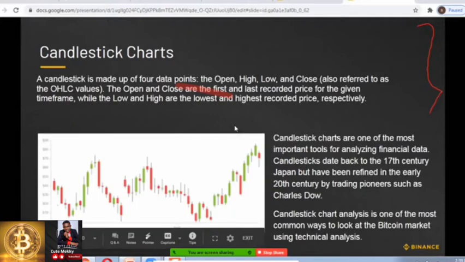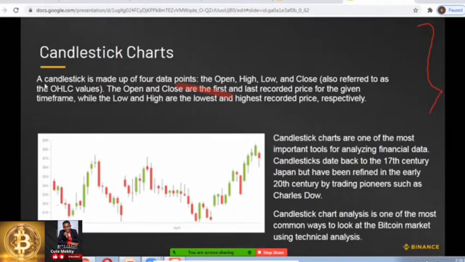So let's go further. What are candlestick charts? A candlestick chart is made up of four data points: the high, low, open, and close, referred to as OHLC values. It is very important. The open and the close are the first and the last recorded prices for the given time frame. I will show you practically, don't worry about that. The low and the high are the lowest and the highest recorded prices respectively. The candlestick chart, as you are seeing here, was discovered by a Japanese rice trader in the 17th century, which was later modified in the 20th century by Charles Dow.